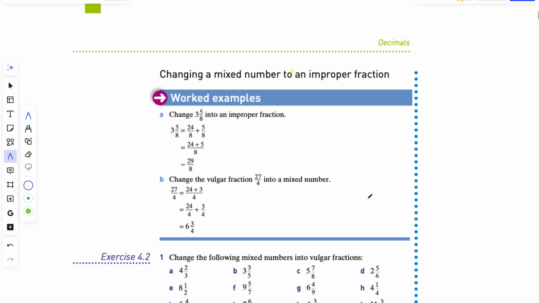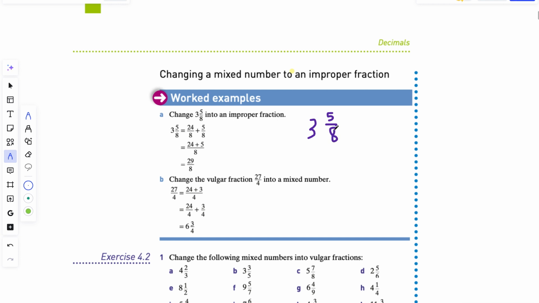Now let's go to changing a number to an improper fraction. Let's take a look at changing a mixed number to an improper fraction. In a fraction, you can change a mixed number to an improper fraction, and you can change an improper fraction to a mixed number. Now let's start with changing a mixed number like 3 whole number 5 over 8 to an improper fraction. What do we do?